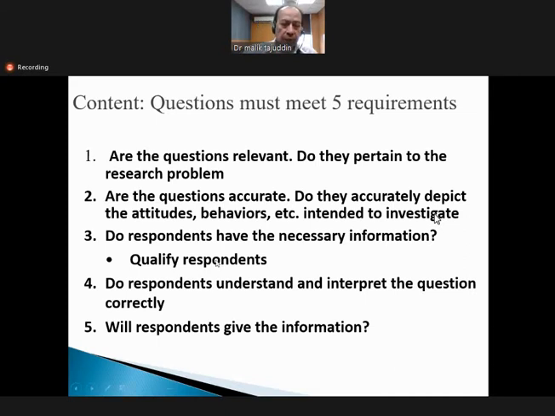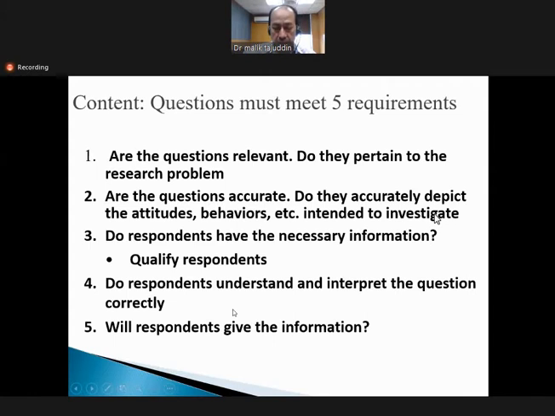So qualify the respondents according to the inclusion and exclusion criteria that you have structured or decided for the research. Then number 4, do the respondents understand and interpret questions correctly? You have phrased the questions and you suppose that the respondent will interpret them like that, but the respondent is taking it another way and giving other answers. This will come before you when you pretest these questions.